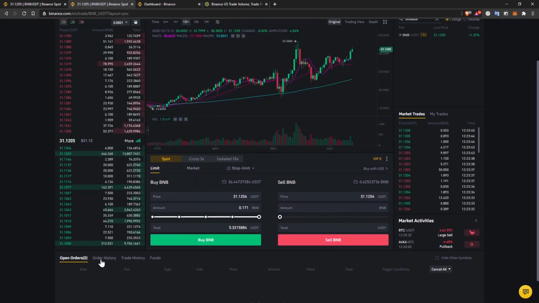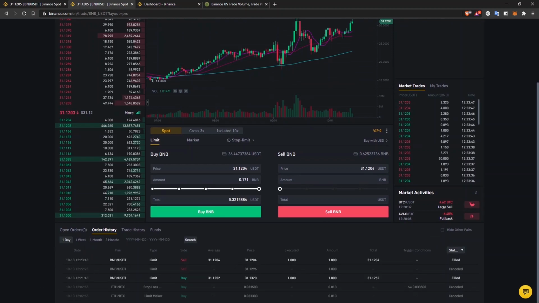And as you can see, it's filled almost immediately at that price. So here is the order history, and you can see my trade. You can see the average price. The average price on a limit order will always be the same as the price it triggered at, because it only buys at the price you set.